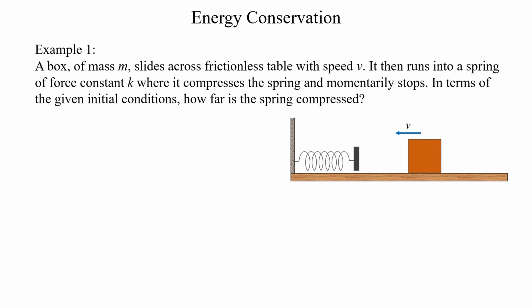All right, let's look at a simple example here. We have a box of mass m that slides across a frictionless table with a speed v. It then runs into a spring of force constant k, where it compresses the spring and momentarily stops. In terms of the given initial conditions, the mass, the speed, and the spring constant, how far is the spring compressed? All right, so think about this. Think about how the energy changes and if we have any external work or anything like that. And then think about how you might solve this problem.